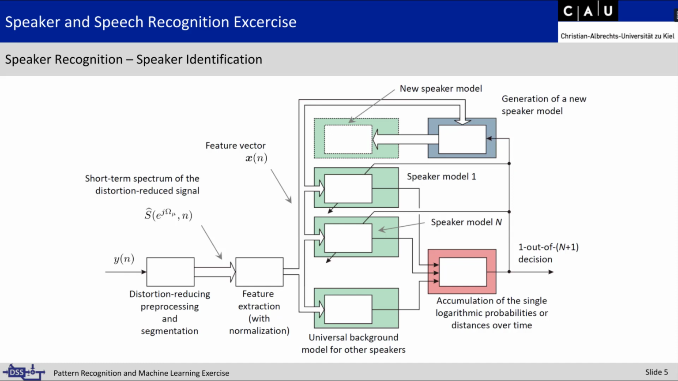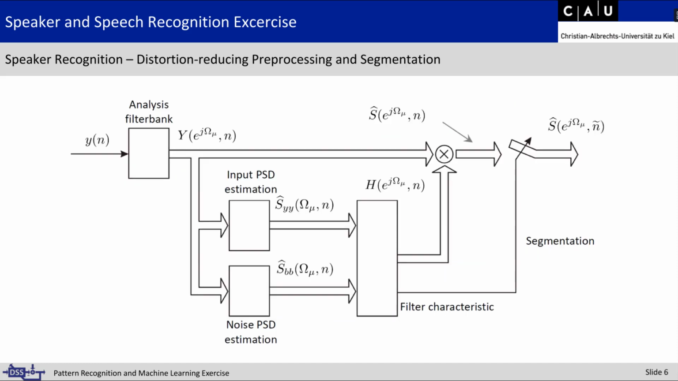Now we can look at the different boxes from before. At first I will start with the distortion-reducing preprocessing and segmentation, so that you get a better idea of what we are doing there. Afterwards I will go through one small feature that we are using later in the Python code. So let's start with the distortion-reducing preprocessing and segmentation.